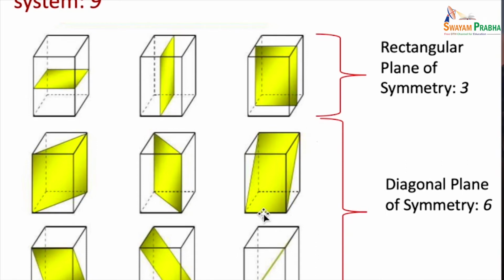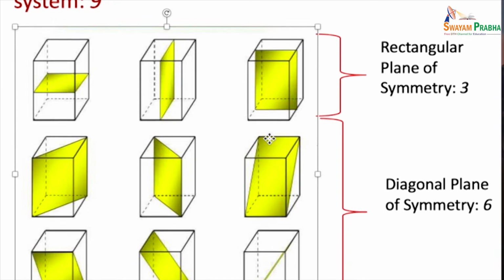So two opposite edges. Now, how many edges are there? There are 12 edges. So such a diagonal plane of symmetry can be drawn for each pair of opposite edges, giving 6. So you have 6 diagonal planes of symmetry and 3 rectangular planes of symmetry, which are for the two opposite faces. And how many faces are there? 6 faces. So how many pairs are there? 3 pairs. So 3 rectangular planes of symmetry. So a total of 9 planes of symmetry are there for the crystal in a cubic system.